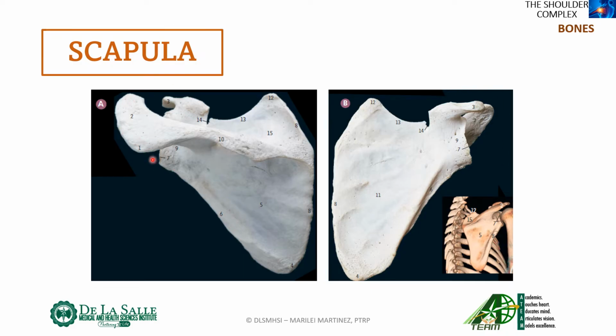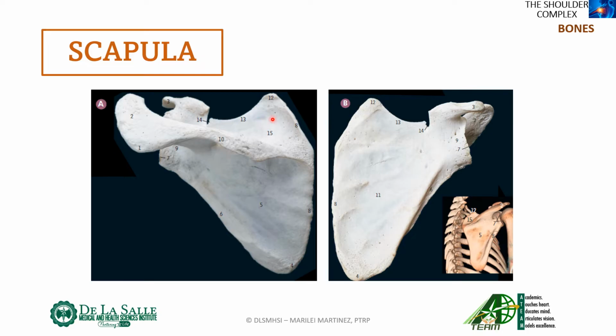If this is the lateral side, then this is the lateral border of the scapula, inferior angle of the scapula, medial border of the scapula, the superior angle of the scapula, and the superior border of the scapula. On the other view: superior border of the scapula, superior angle of the scapula, medial border, inferior angle, and lateral border of the scapula.